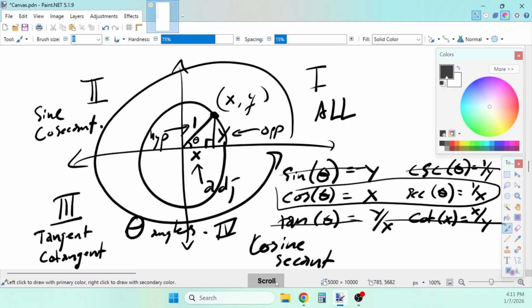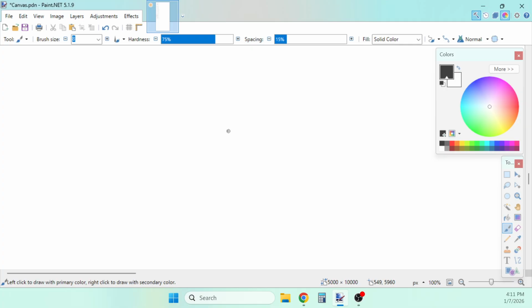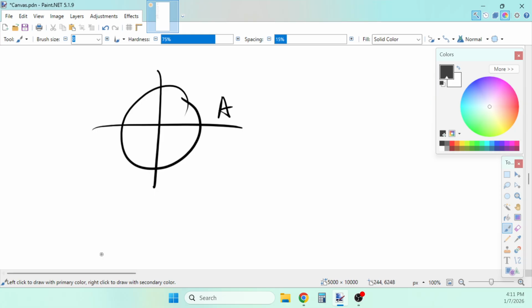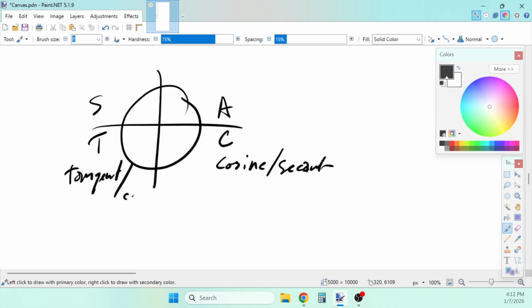So often the mnemonic for that is that if I draw my unit circle, this spells ACTS going clockwise. All, sine and its reciprocal, tangent and its reciprocal, cosine and its reciprocal. These are what are positive in each quadrant.